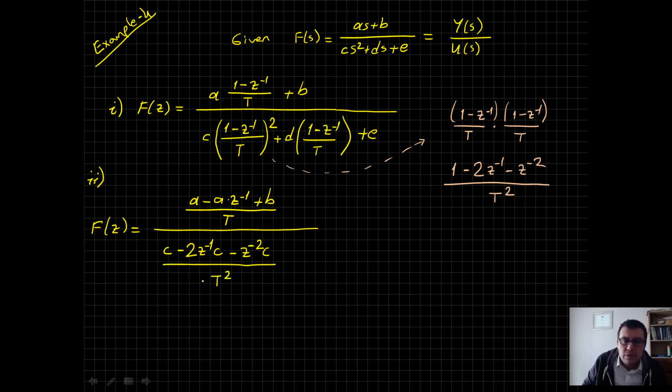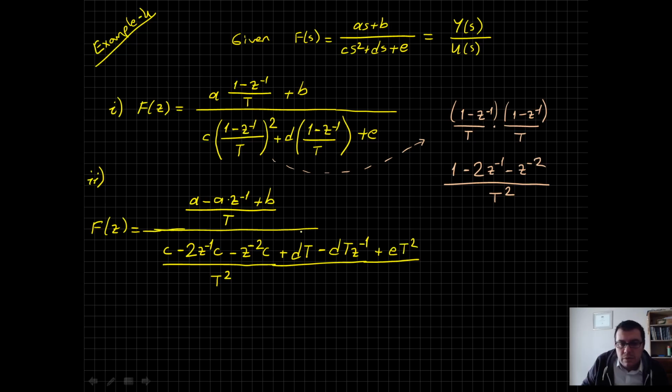You have the t squared term here. But let's move on with the rest of the function. And I can write here that it's plus, if you see, d minus d times z^-1 over t. But if I multiply everything with another t, I'll have d times t minus dt z^-1 over t squared, right? Then plus e t squared over t squared here.